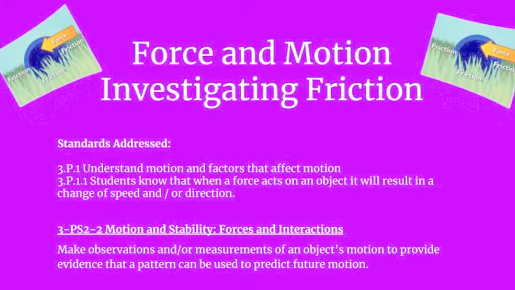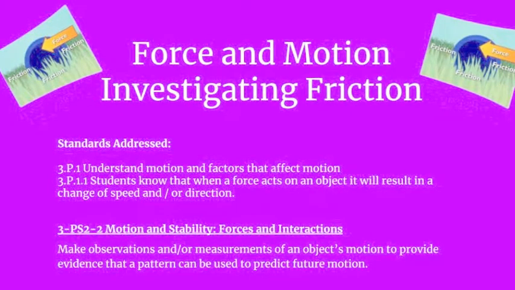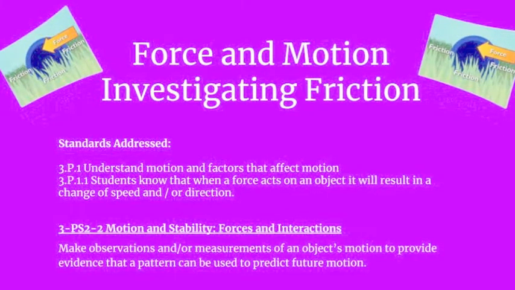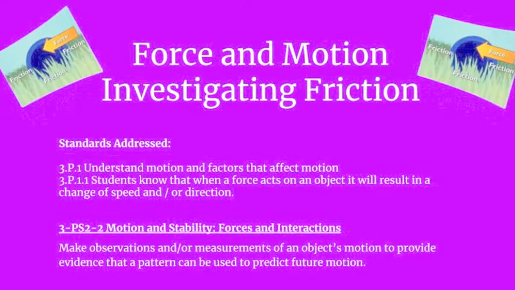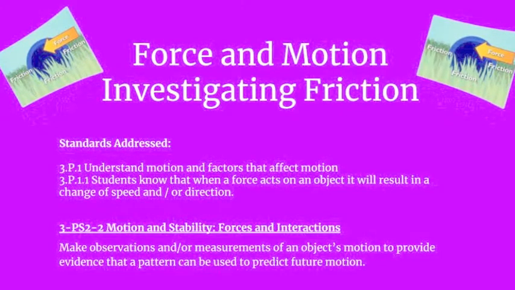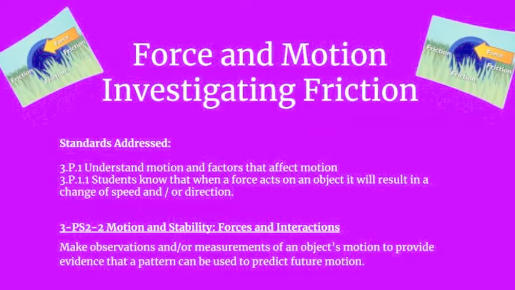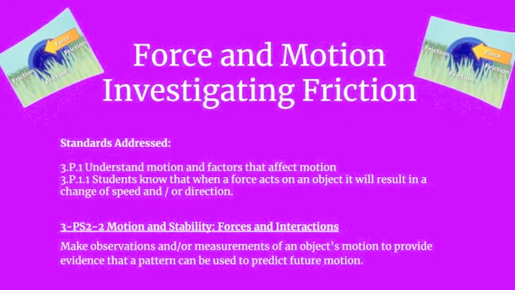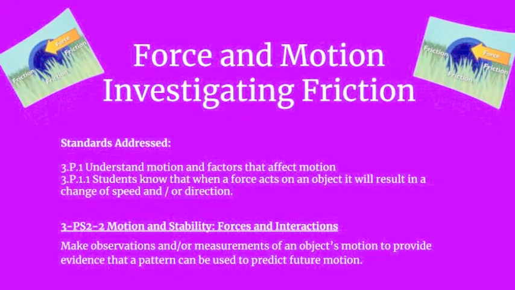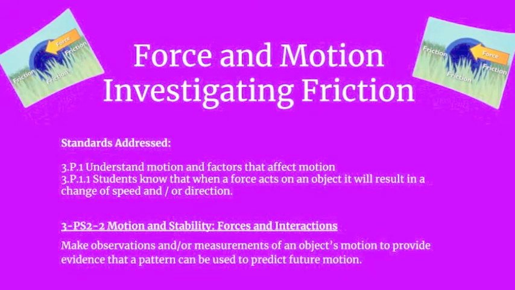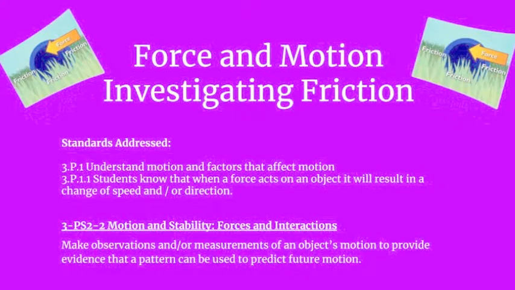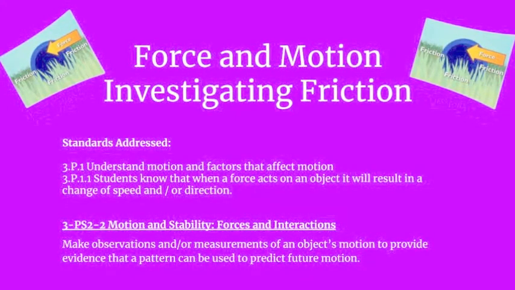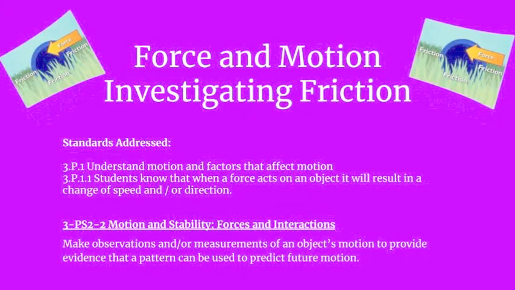Force and motion: investigating friction. The science standards addressed in this lesson are 3.P.1, understand motion and factors that affect motion, with the objective 1.1, students know that when a force acts on an object, it will result in a change of speed and/or direction. The Next Generation standards fall under motion and stability, forces and interactions: make observations and/or measurements of an object's motion to provide evidence that a pattern can be used to predict future motion.